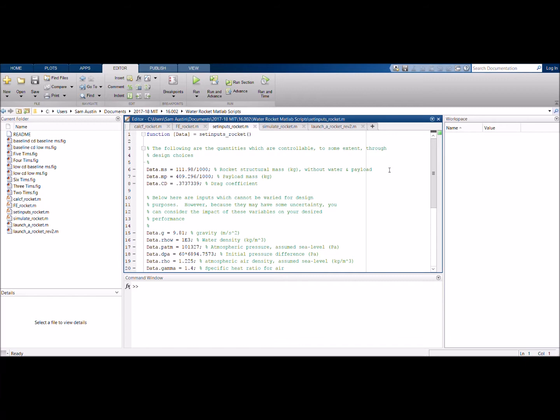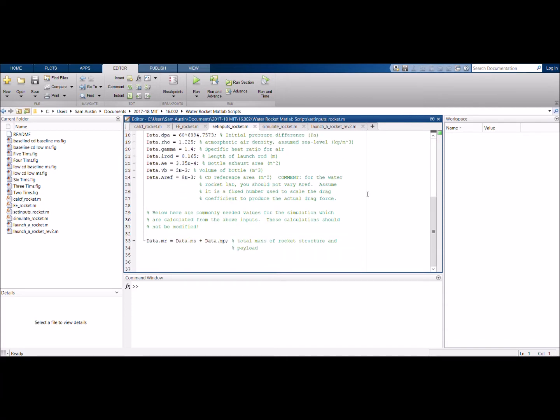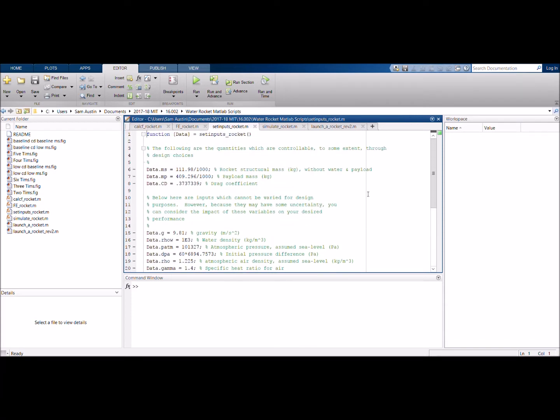This is the script where we enter our initial conditions and our physical constants. So you see here we have our constants like our water mass and gravitational acceleration. And over up here we have our physical parameters for our vehicle that we can tune. So we can set the structural mass, the payload mass, and the coefficient of drag.